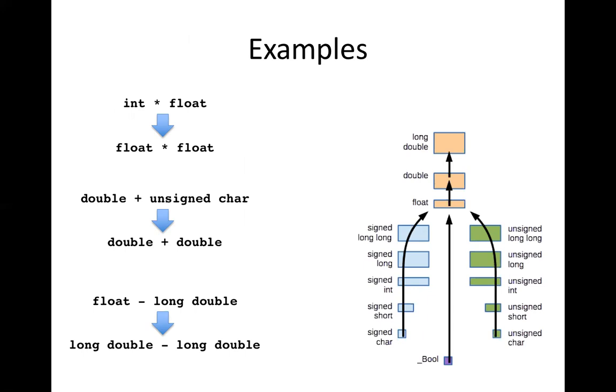So if you have an int times a float, well, float is the wider type, so convert the int to a float before you do the multiply, and then multiply two floats. If you've got a double plus a char, well, double is the wider type, so convert the unsigned char to a double, and then add those two. If you've got a float minus a long double, well, long double is the wider type, so convert the float to long double, and then do the subtraction. I think this is probably the easiest rule to remember. This is a lot like what Java does automatically. Questions before we move on?